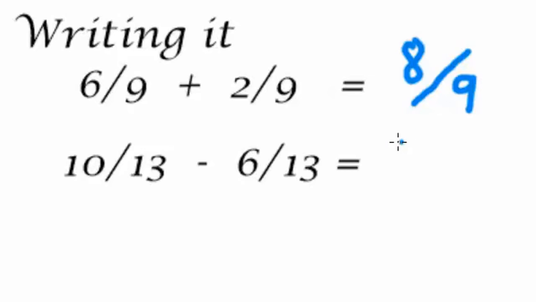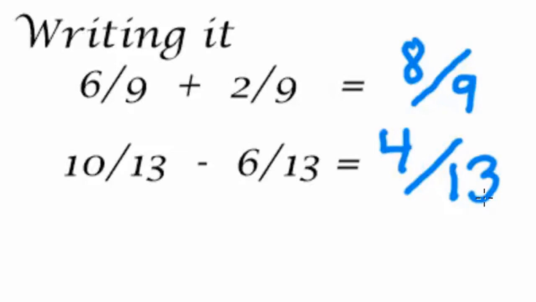And looking at the next problem where I can subtract, 10 minus 6 on the top gives me a 4, and my denominator, in this case 13, stays the same. So my final answer would be 4 over 13.